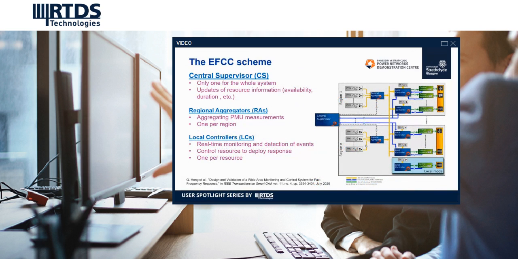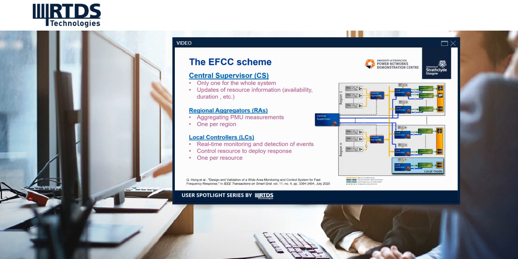Here is a high-level design of the EFCC control scheme. The electrical transmission system overall is divided into a number of regions based on generator coherency group analysis. Within each region, there are a number of PMUs installed to collect real-time monitoring signals, and these signals are sent to a unit called the regional aggregator. Each region will have one regional aggregator, and it will combine and process these measurements and produce a regional equivalent measurement to represent that region.